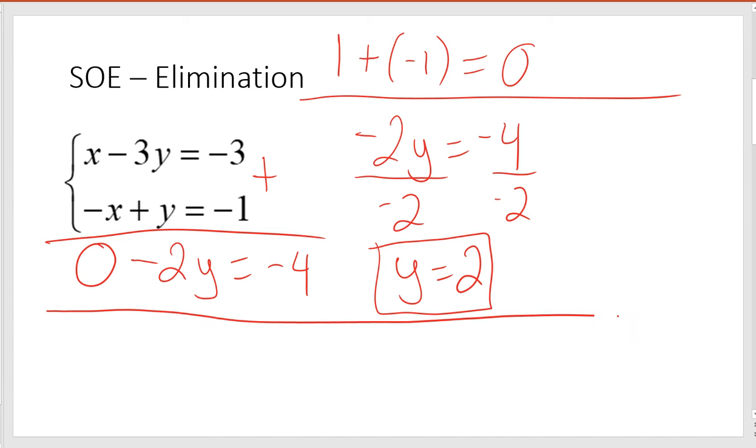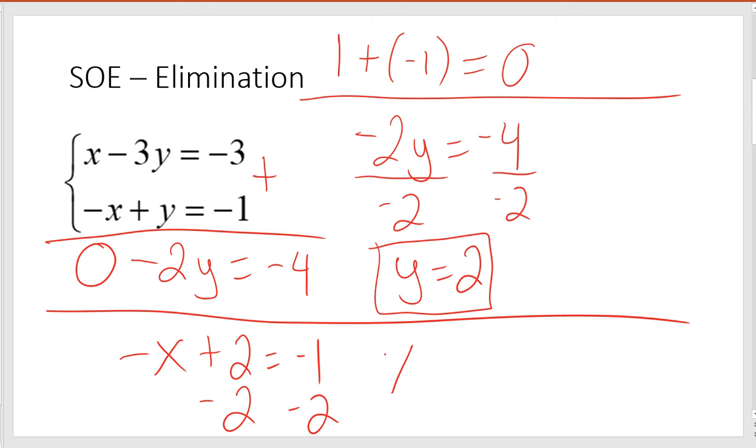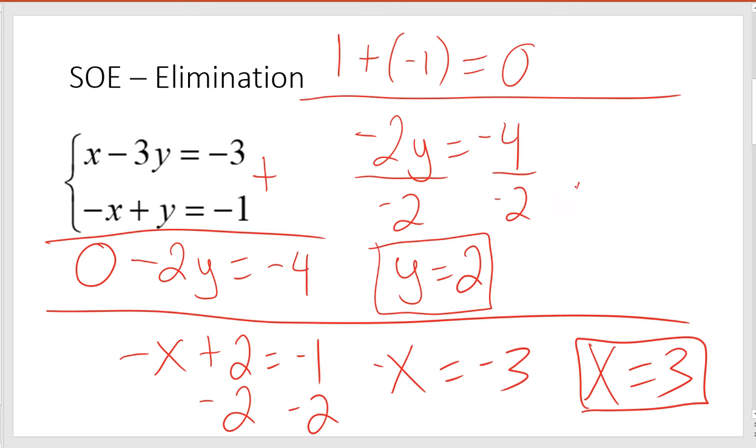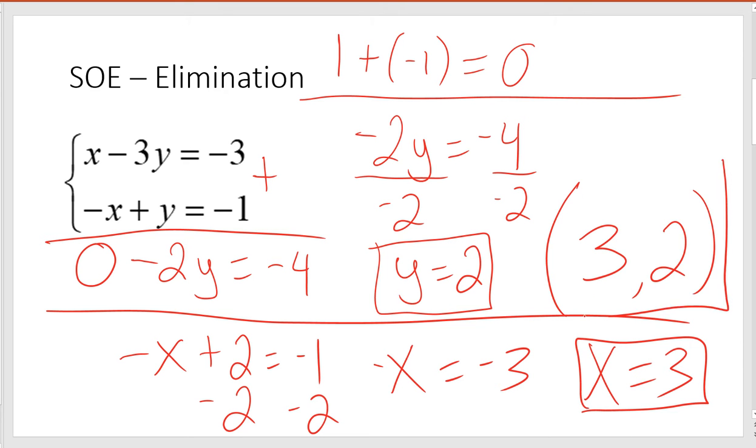So it looks like this when we do that. Negative x plus y, which is plus 2, equals negative 1. We will subtract 2 from both sides, minus 2 and minus 2, and we get negative x equals negative 3. So if negative x equals negative 3, then x must equal 3. So there you go. We have our ordered pair, which is 3, 2.